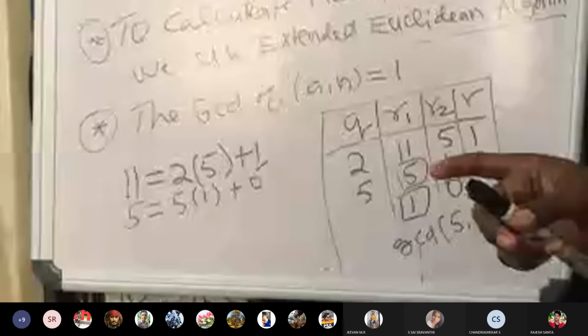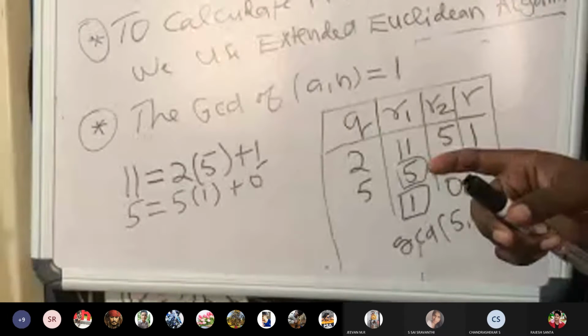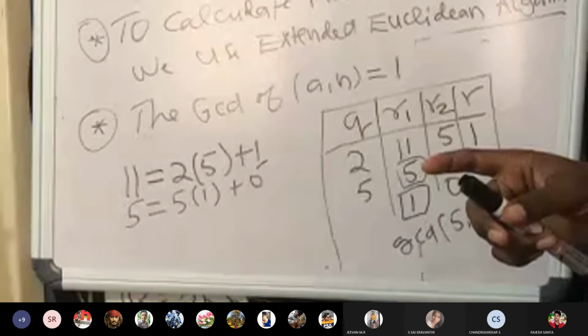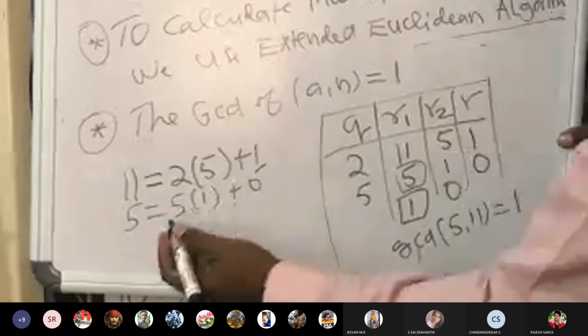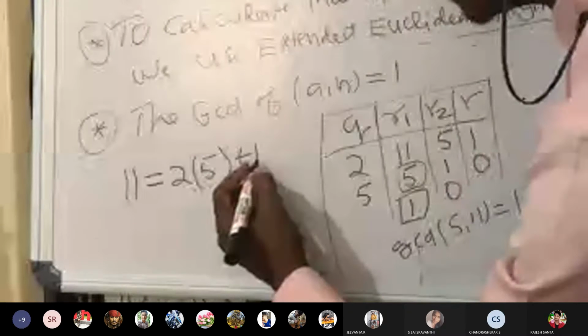Okay, fine. As you can see, when we reach 1, no need to proceed with the calculation. This is not needed. Now, what is the value of 1?